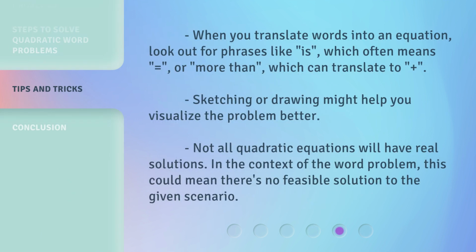When you translate words into an equation, look out for phrases like "is," which often means equals, or "more than," which can translate to plus. Sketching or drawing might help you visualize the problem better. Not all quadratic equations will have real solutions. In the context of the word problem, this could mean there's no feasible solution to the given scenario.